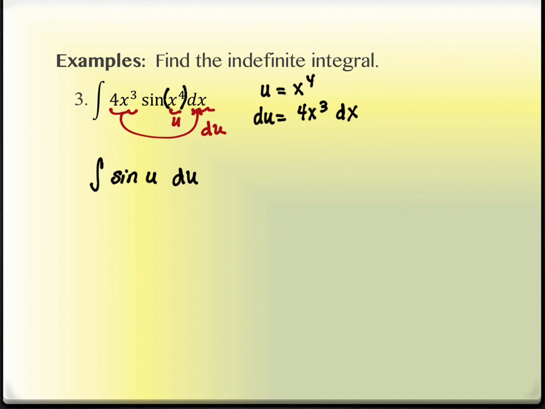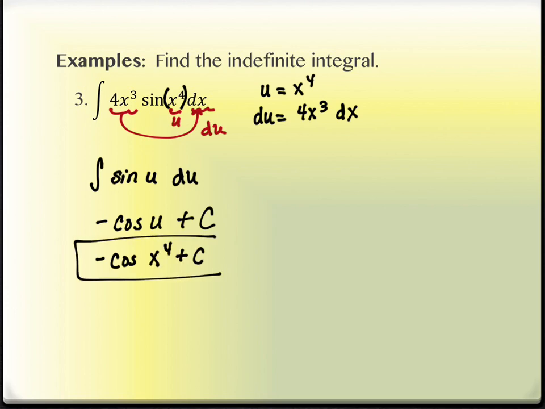So what is the antiderivative of the sine of u? It is negative cosine of u. We'll add our plus c. Am I done? Yeah, I need to replace the u. So I will replace u with what I set u equal to at the beginning, which was x to the fourth, plus c. Okay, how can I make sure I did it right?